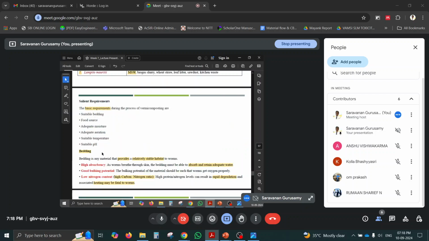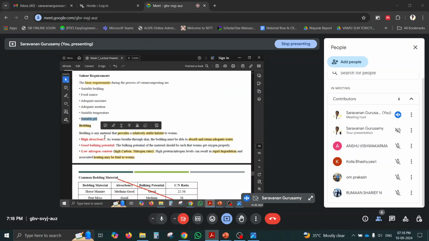So what are the salient requirements? It should have suitable bedding. Bedding in the sense of the substrate, how to keep the substrate, and then a food source, adequate moisture, adequate aeration, suitable temperature, and suitable pH. These are the things we are going to see. Okay, first, what is the bedding? Bedding is what gives a stable habitat for the earthworm. Without a bed, it won't survive. So we need a proper bed.